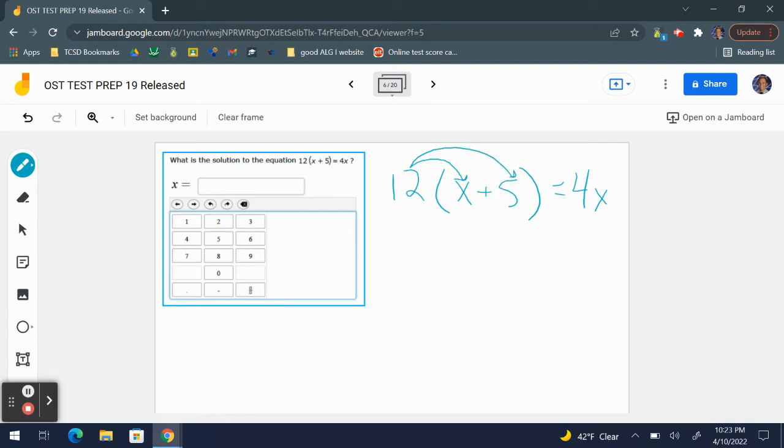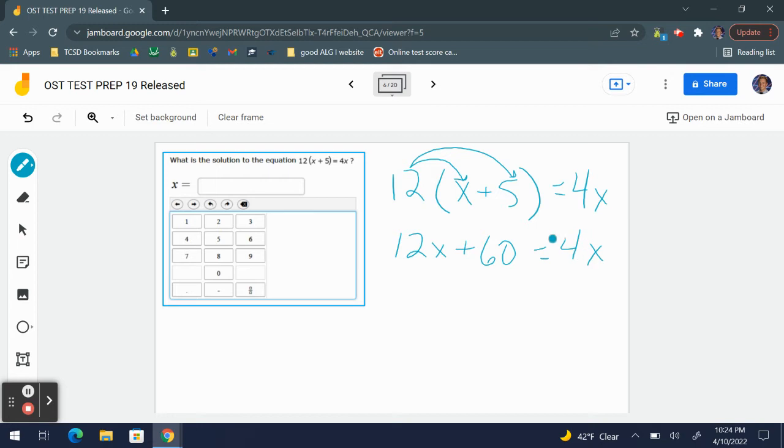So let's just do two simple problems. What is 12 times x? You got it. It's 12x. What is 12 times 5? That is a positive 60. And it equals 4x because we haven't touched the equal sign or that 4x. So there's a couple things going on here. I have three terms, right? 12x plus 60 equals 4x. And I have some like terms. The only thing is these like terms are not on the same side of the equation.